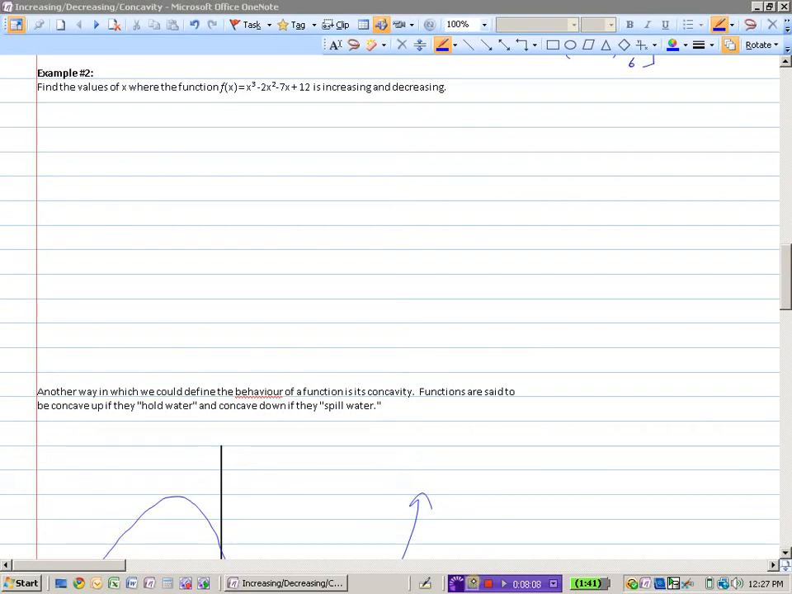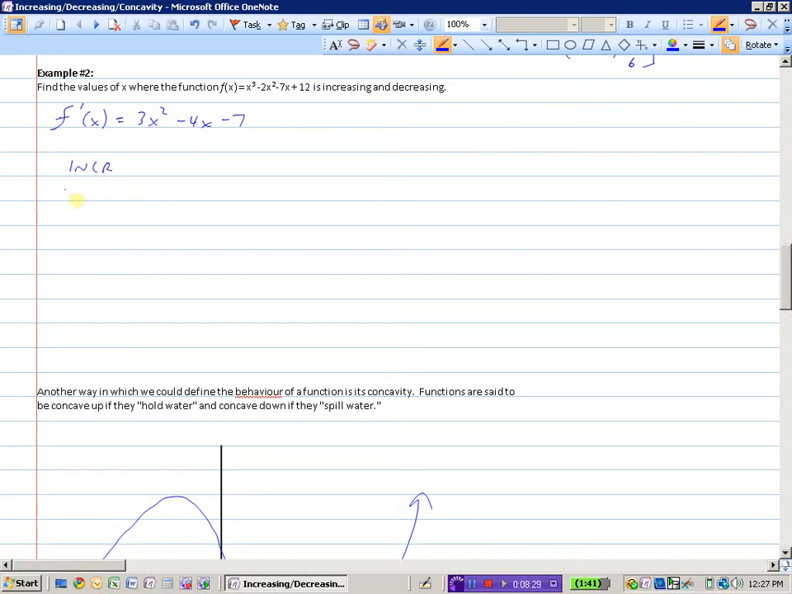Example 2. Again, find the values of x where this function is increasing and decreasing. Well, we know that we need to take the derivative, and doing so gives us 3x squared minus 4x minus 7. And we would like to find out where it's increasing. So we will take this function and figure out where it is greater than 0.